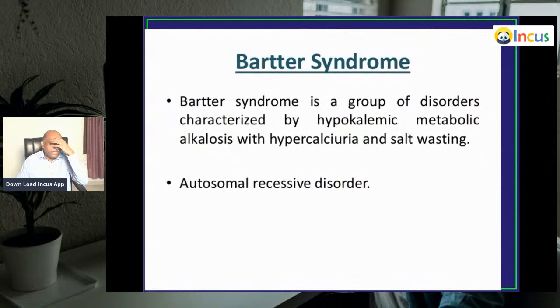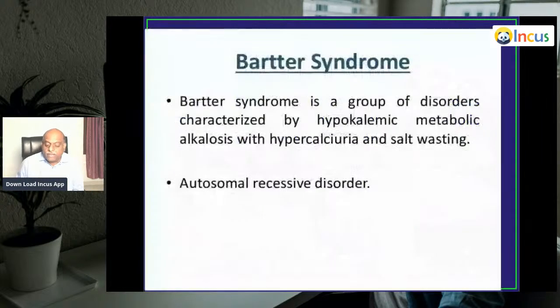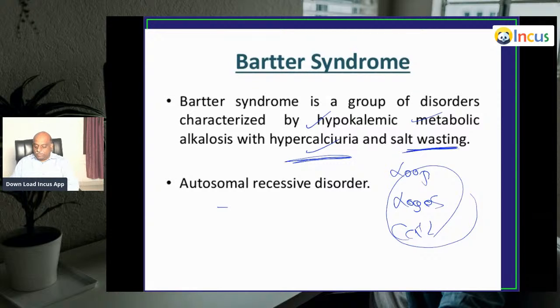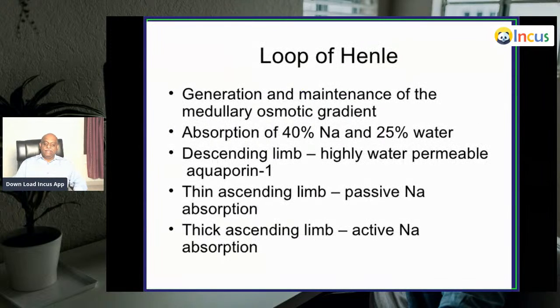Now, what happens in Bartter? Bartter is like a loop diuretic. So if you are taking a loop diuretic, you will develop hypokalemia, metabolic alkalosis, hypercalciuria. Loop diuretic loses calcium. That's the reason for hypercalciuria, salt wasting. It is an autosomal recessive disorder. Defect in the sodium reabsorption in the thick ascending limb of loop of Henle.